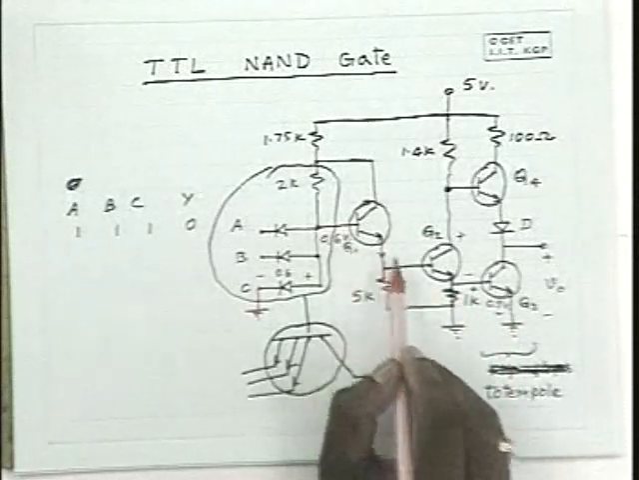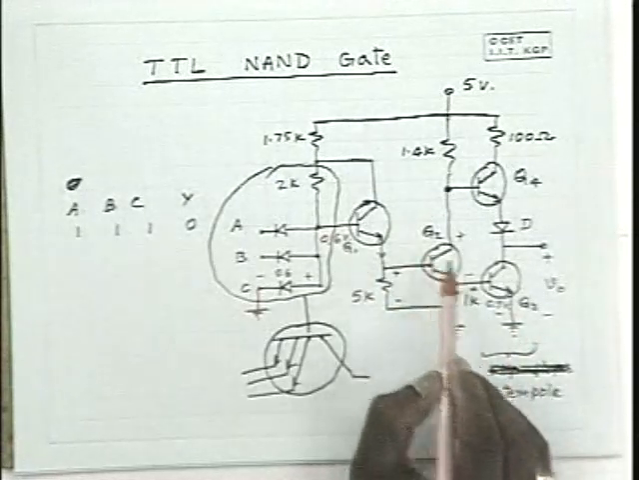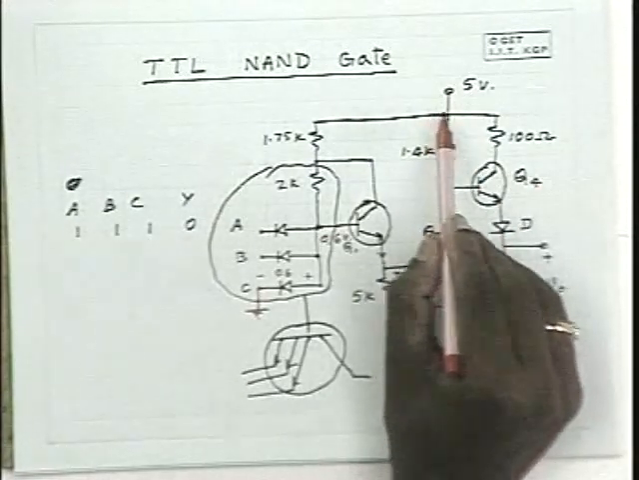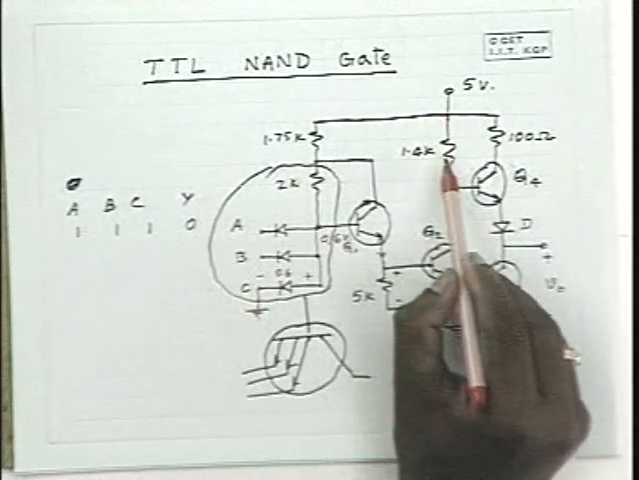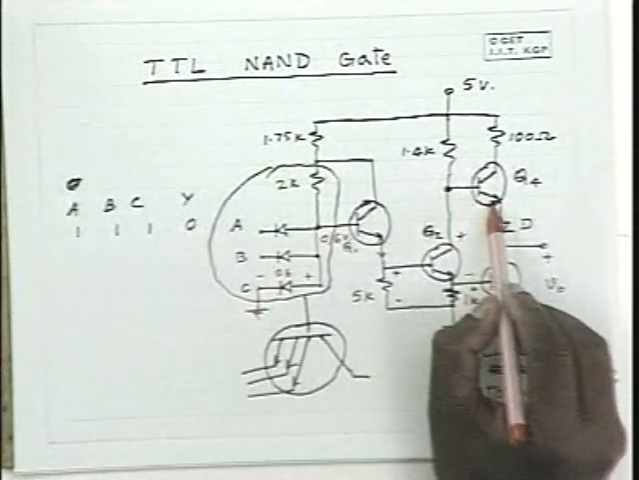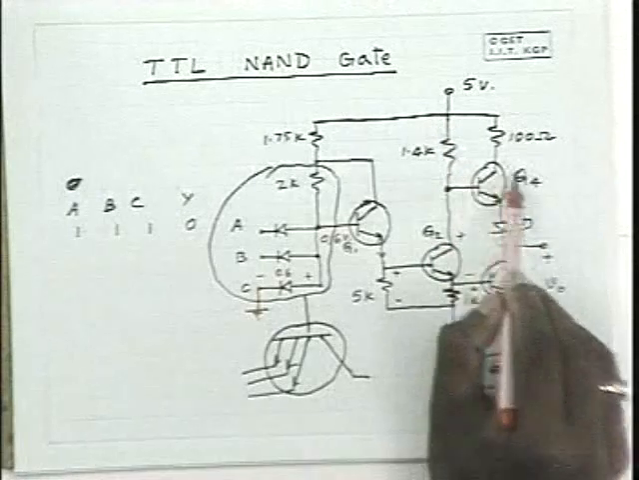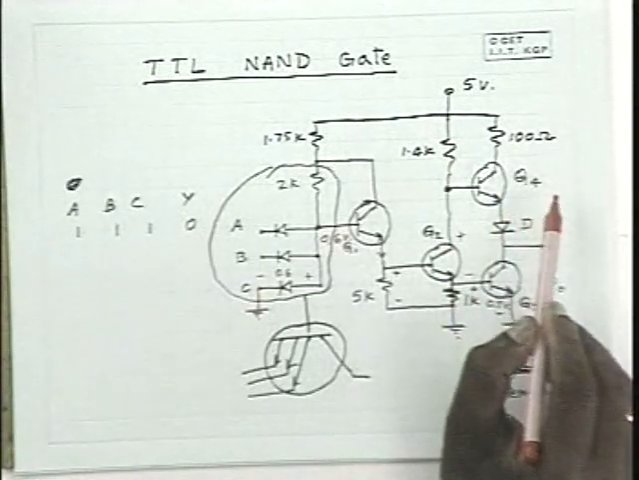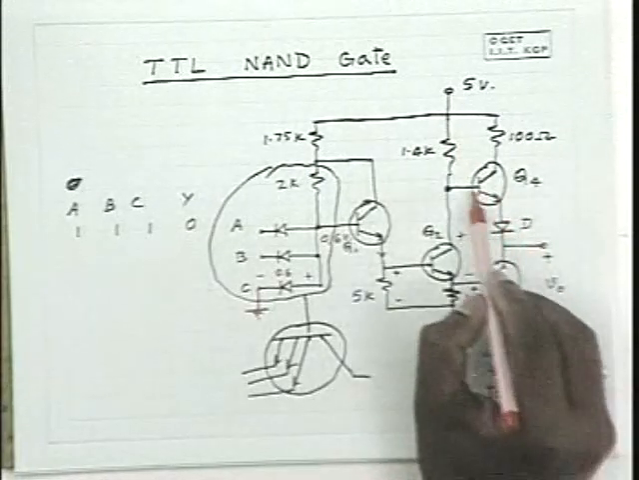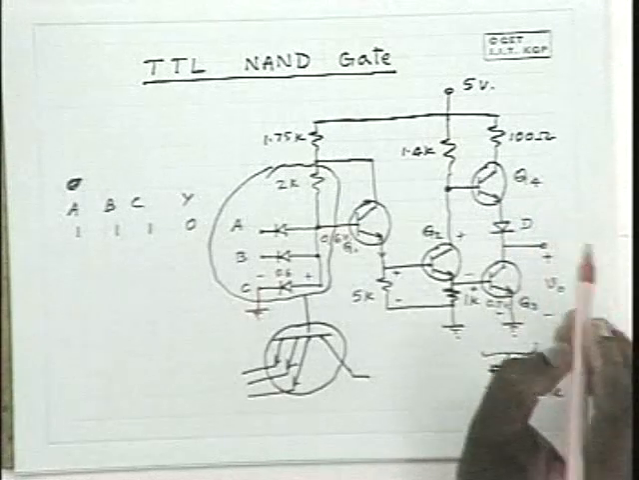Whereas this Q1 is just at the verge of conduction, Q2 and Q3 are off. And when Q2 and Q3 are off, please note that this transistor Q4 is connected to this 5 volts through this small resistance, 1.4 kilo ohms. And if there is some load resistance, this load resistance acts like an emitter resistance for Q4, and so this is biased in this way. Hence, Q4 conducts, because it is forward biased, the base emitter junction is forward biased through this. So because of this reason, the output voltage level will be high.